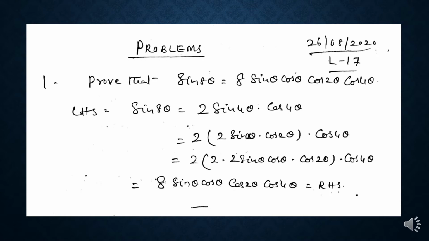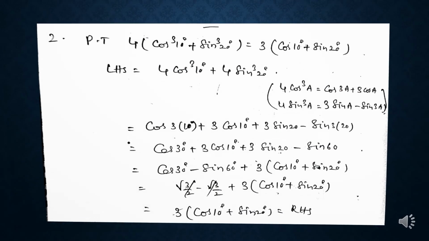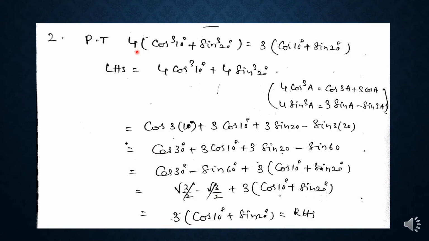So next problem. Prove that 4 into cos cube 10 degrees plus sin cube 20 degrees is equal to 3 into cos 10 degrees plus sin 20 degrees. So by taking LHS, it is 4 into cos cube 10 plus sin cube 20 degrees. So that can be written as 4 cos cube 10 degrees plus 4 sin cube 20 degrees.